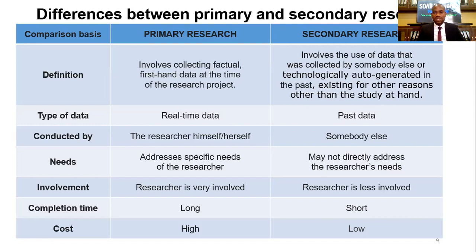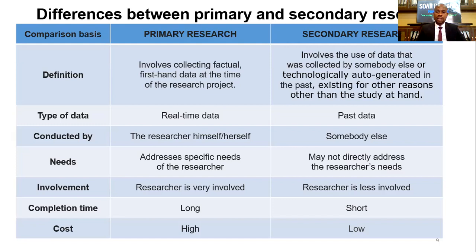And that data can be existing for other reasons other than the study that you're doing. So secondary research also uses past data, while primary uses real-time data. And in terms of the person who collects data, the secondary data was collected by someone else other than you. While in primary research, it is you who collects your data.